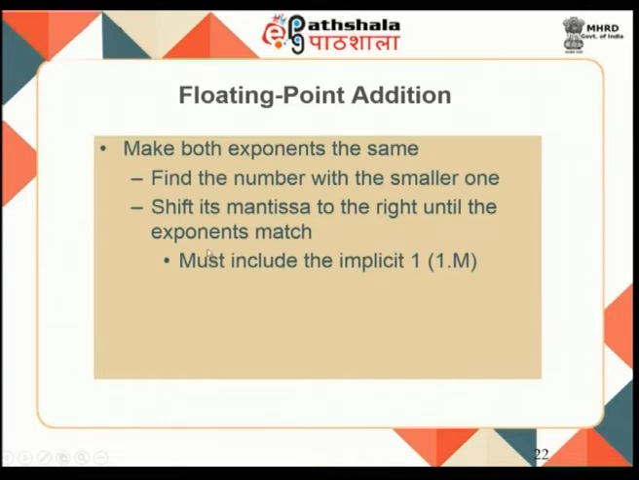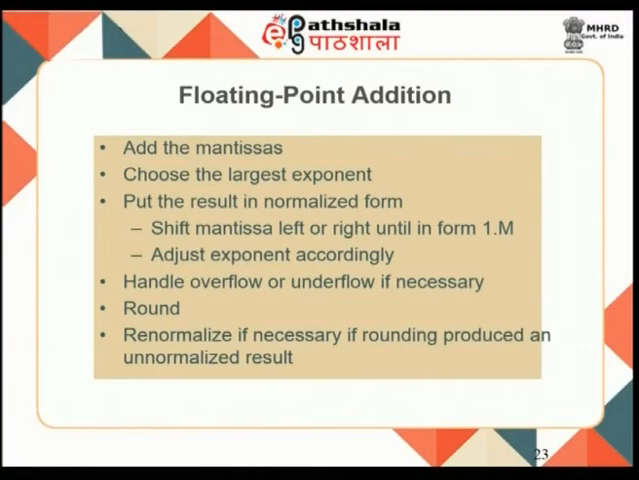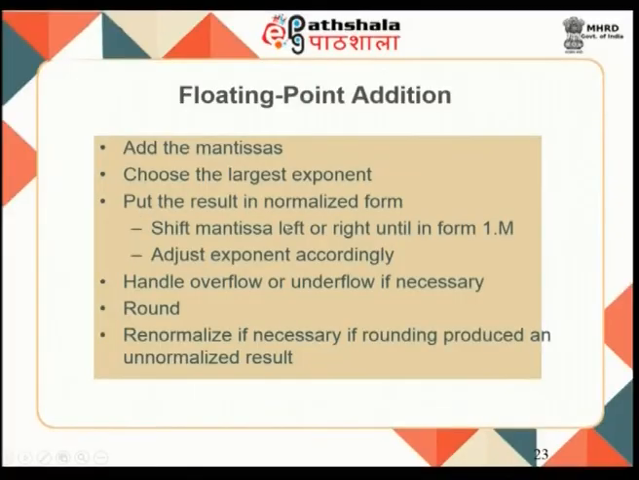And when you are doing the shifting operation, remember that it is a normalized representation. So, you have an implied 1 to the left of the binary point, and that 1 will have to be taken into consideration when you are doing the shifting operation. Once the shifting is done and the mantissas have been equalized, you will have to add the mantissas and then choose the larger exponent, because you have already shifted the smaller one to match the larger of the two exponents. You will have to choose the larger exponent, and now put the result in normalized form.